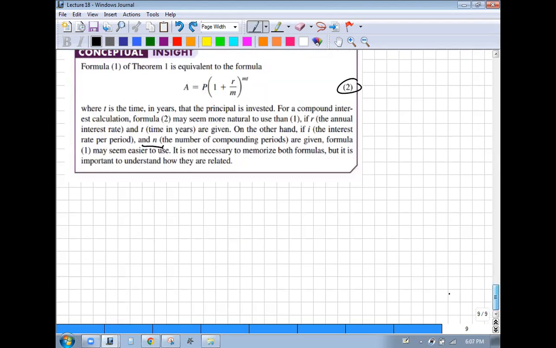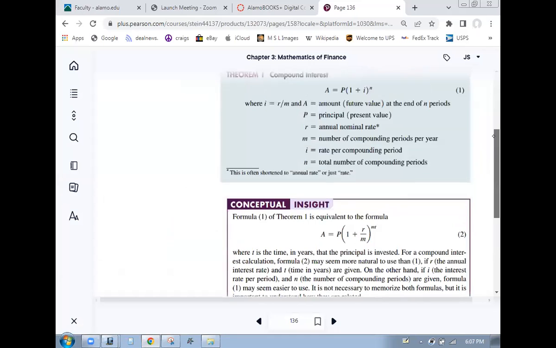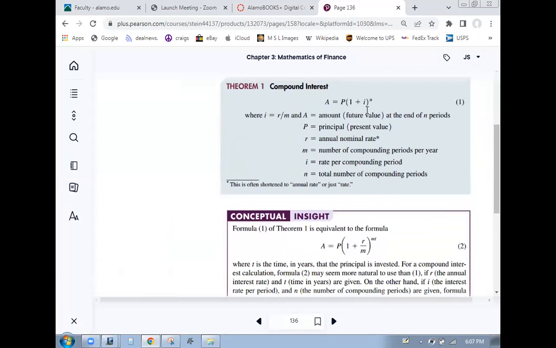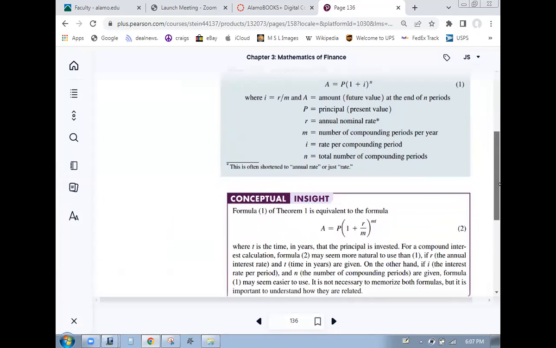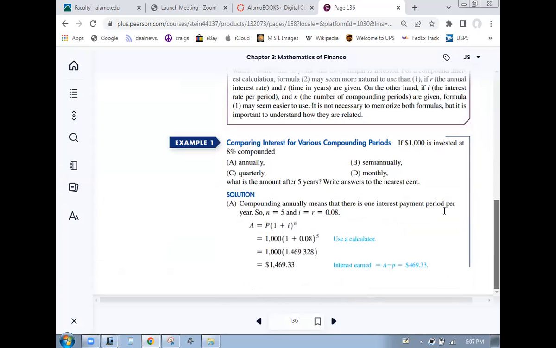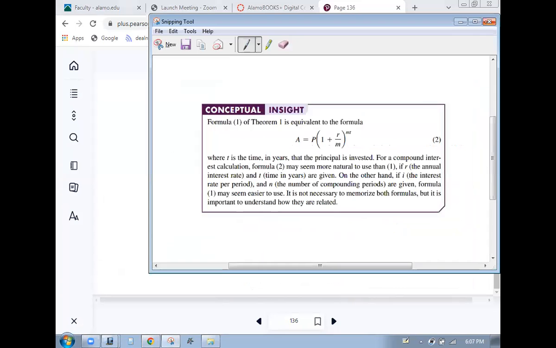Where's their formula 1? Oh, yeah, formula 1 here, this is stupid. They use the lowercase I for interest, right? This is the one that you want to use, okay? Okay, here we go.